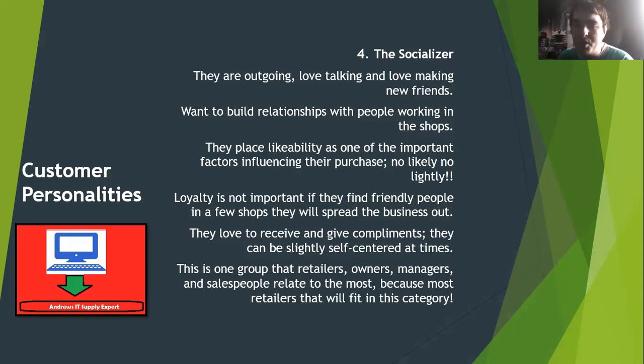Loyalty is not important, however, if they find friendly people in the few shops that they encountered before entering Andrews IT Supply Expert, they will spread the business out. And they love to receive and give compliments, so they can be slightly self-centered at times, which is not a negativity at all.